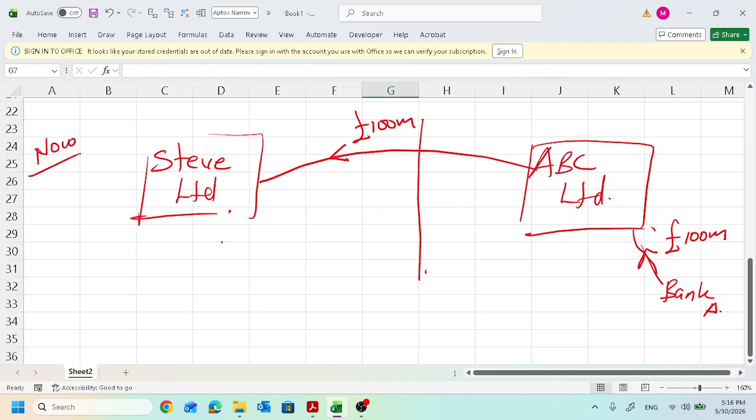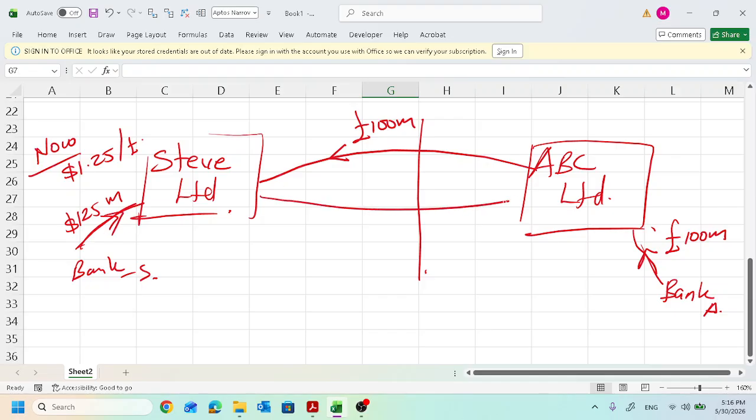In return, Steve Limited, from their bank, will borrow the equivalent amount. In the swap, they will agree a rate. Let's say the agreed rate is this $1.25 per pound. So 100 million pounds means $125 million. Steve Limited will borrow $125 million and give those funds to ABC Limited.